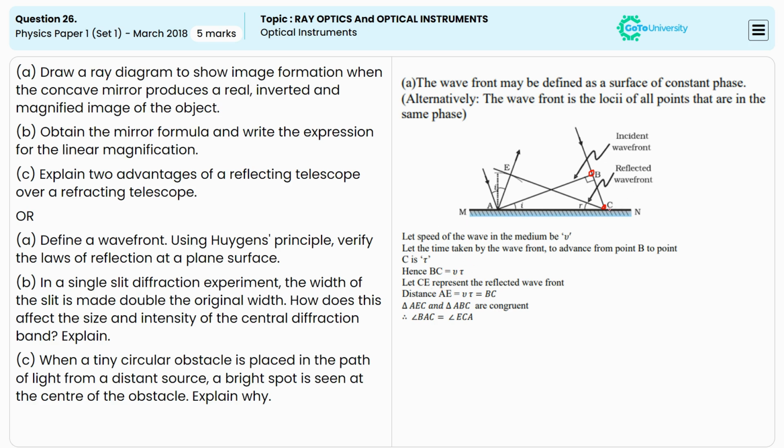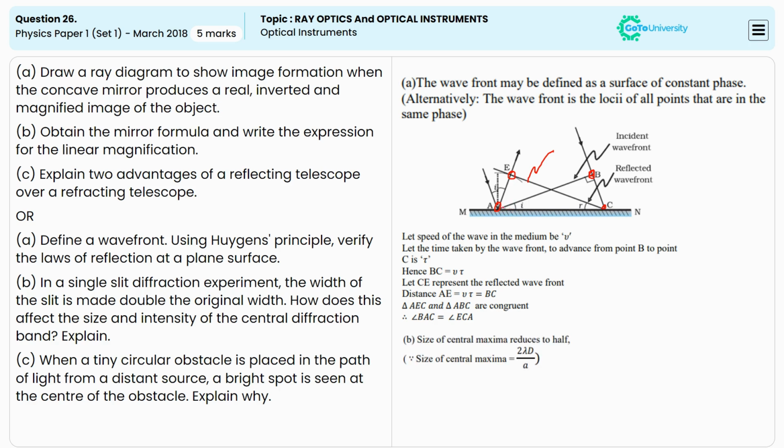Let CE represent the reflected wavefront. This is the reflected wavefront. Distance AE is v into tau, which is equal to BC. Therefore, triangle AEC and triangle ABC are congruent. Therefore, angle BAC is equal to angle ECA.